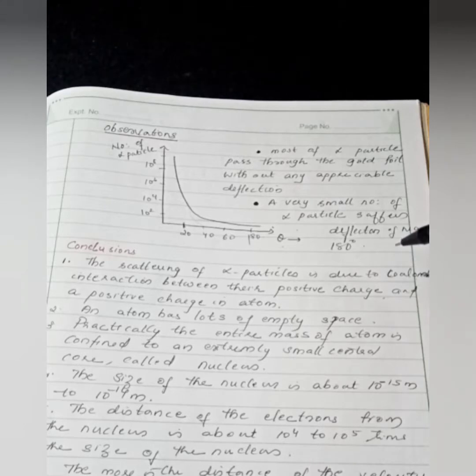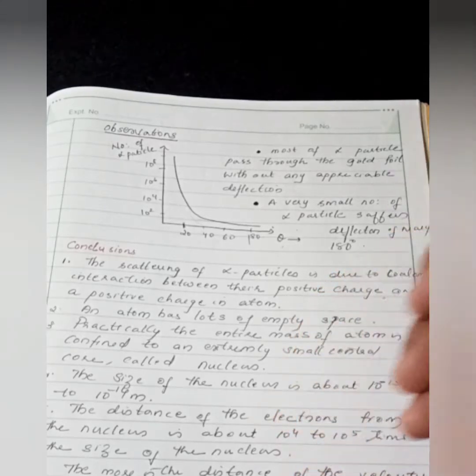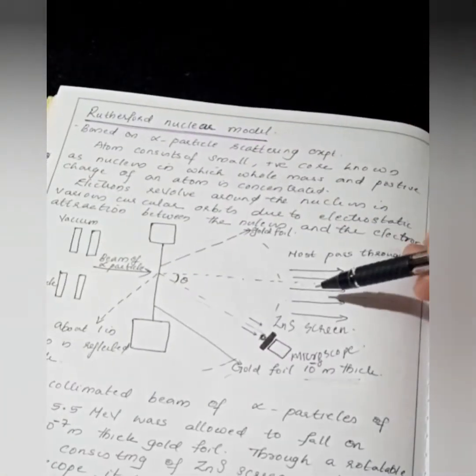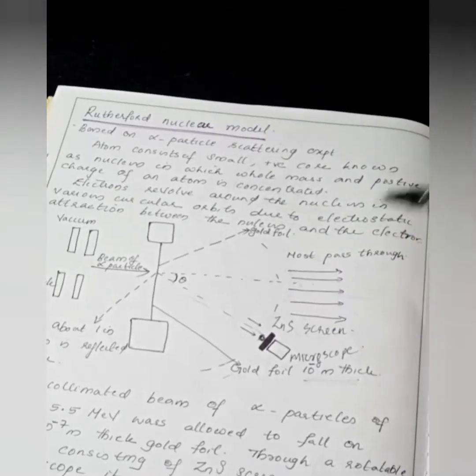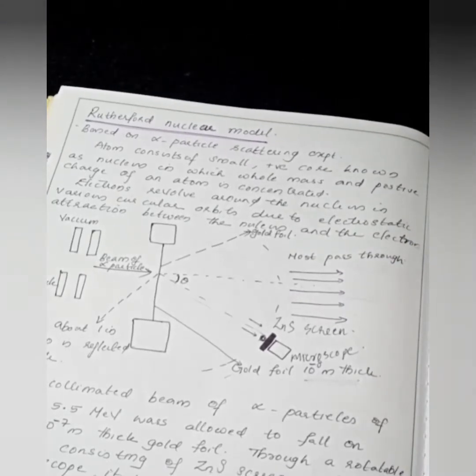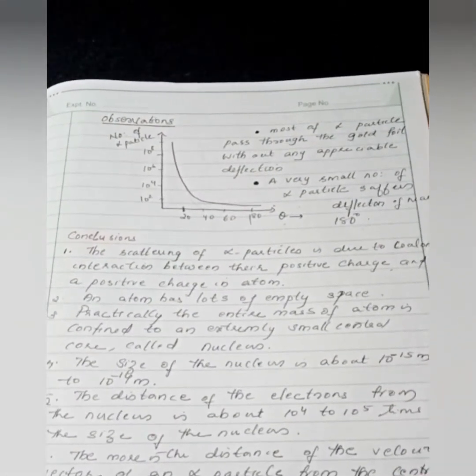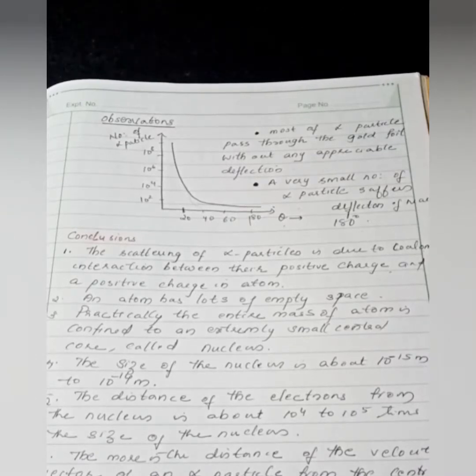And the second conclusion: an atom has lots of empty space. Why does the atom have a lot of empty space? Because most of the alpha particles pass through the gold foil. As we have seen, most of the alpha particles pass through the gold foil. So since the atom has a lot of free space, the alpha particles get passed through the gold foil. So an atom has lots of empty space.